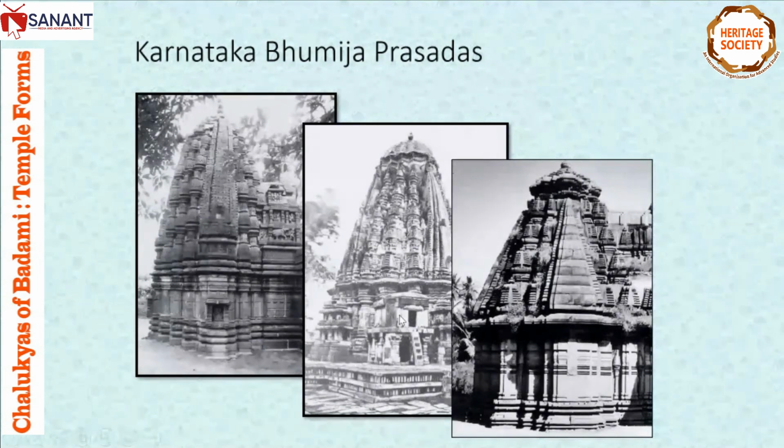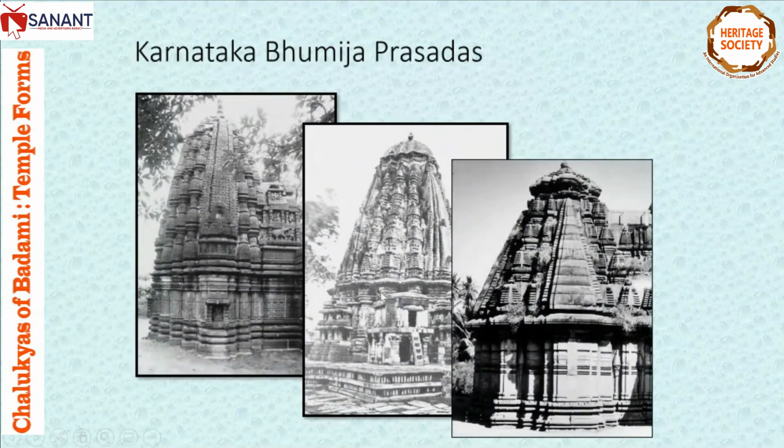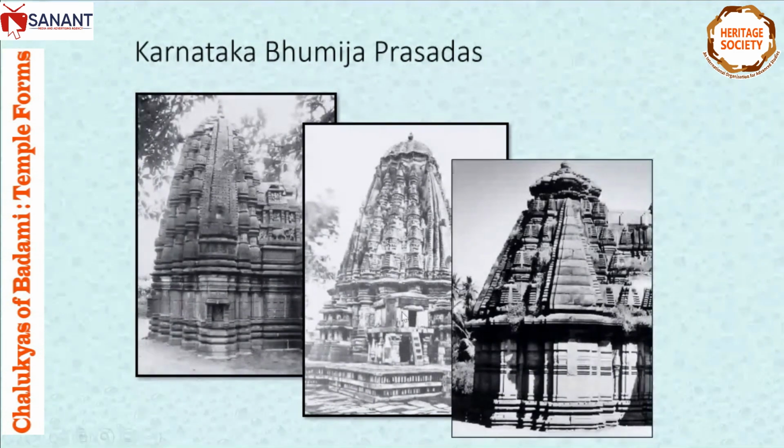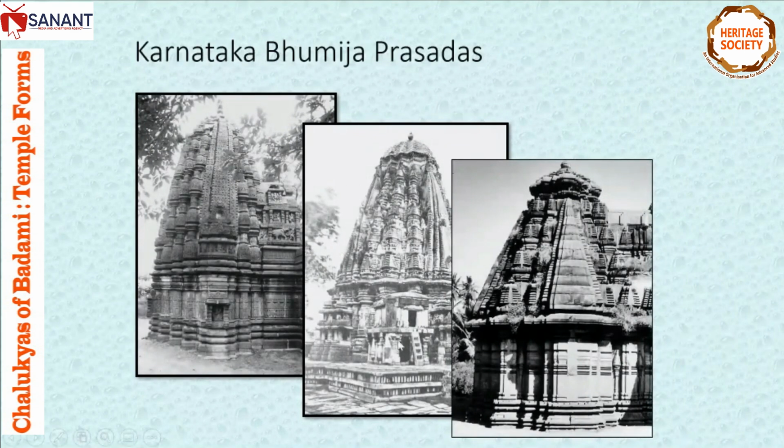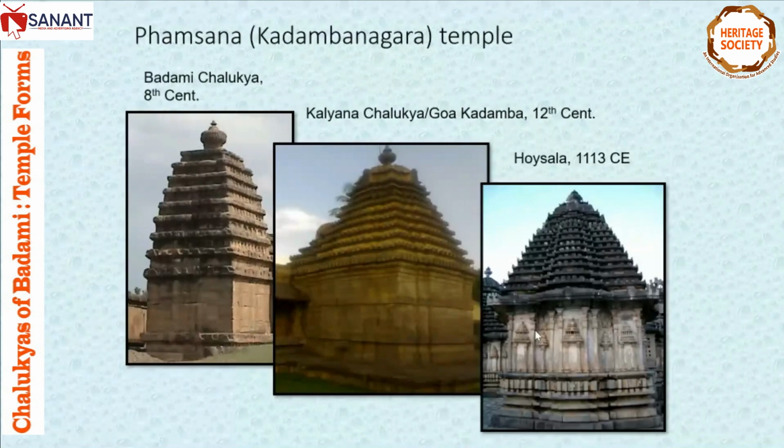This is the famous Belur temple, which does not have a superstructure today, but this photograph was taken in 1850s when that brick and mortar superstructure was there at Belur, Chennakeshava temple. This is another Hoysala temple of Bhumija order. This Pamsana temple, as I told you, has continued. This is Mallikarjuna temple, which I showed you. These are later temples, Hoysala and Kalyan Chalukya.